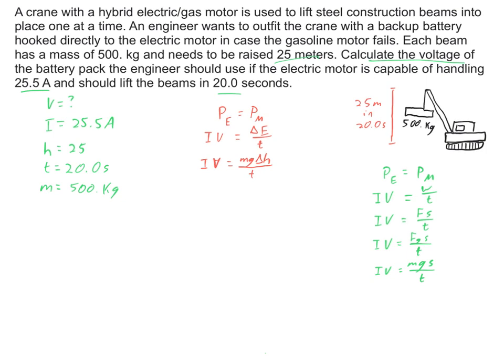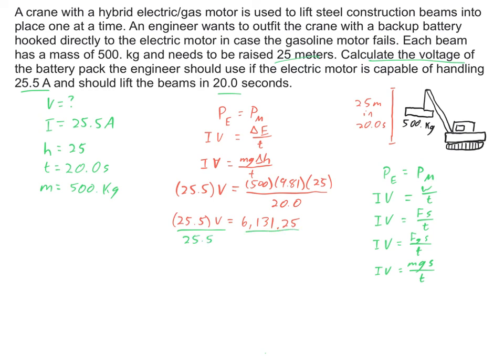Now I can go ahead and substitute in all the variables that I know. I know the current, 25.5. I'm solving for the voltage, so I'll leave that as V. I know the mass, 500. I know the acceleration of gravity, 9.81. I know the change in height. We're going to go up 25 meters divided by the time, 20 seconds. Now it's simple to just start working the algebra. The last step I'd need to do here is divide both sides by 25.5 to get the voltage by itself, which gives me a final voltage that the battery pack would need of 240 volts.